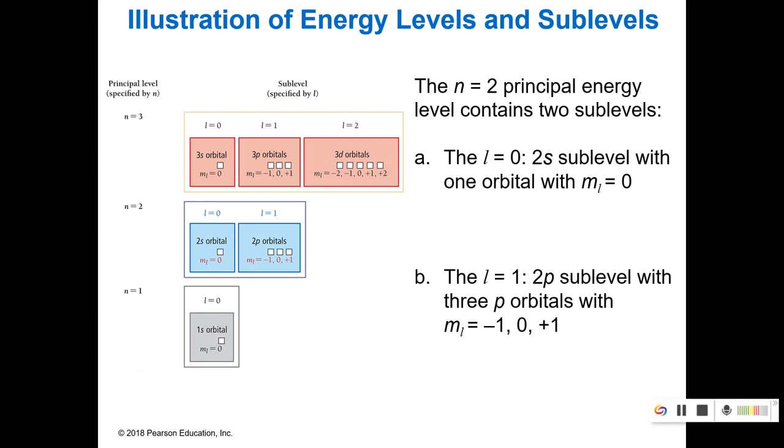So here, principal energy level 2, so we're focusing here. L is 0, so we're in this section. Okay, for B, L is 1. We're still in energy level 2. And then we've got 3 orbitals to focus on.